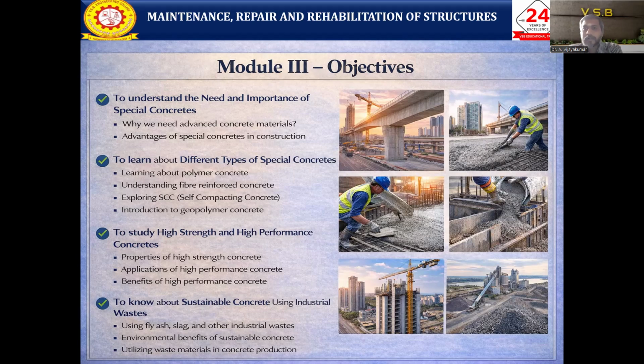Finally, we are going to learn about sustainable concrete using industrial wastes, for example fly ash, slag and other such materials. These are the waste materials that we incorporate into our concrete to make structures. That is called industrial waste concrete. When you use this type of concrete, what are the environmental benefits of sustainable concrete using industrial waste? So these are the main objectives of module 3.